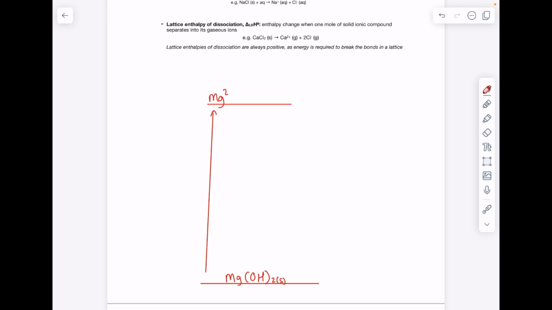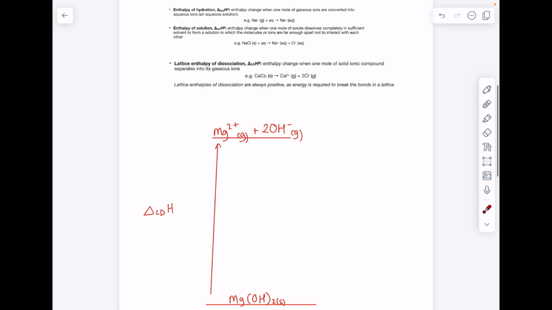So remember, Mg is in group 2, so it will form Mg2+ ions. It's gaseous. It will form 2 hydroxide ions with the OH- charge. And remember, this is your enthalpy of lattice dissociation. Now we need to include these other definitions.